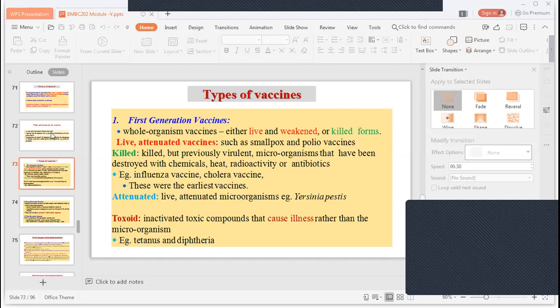So Yersinia pestis is one of the examples. Then toxoid. So there we are not using the organism as a whole, we are using the component, mostly the toxic compound that should be inactivated, which causes illness rather than the microorganism itself. Examples: diphtheria toxoid, tetanus toxoid, etc.